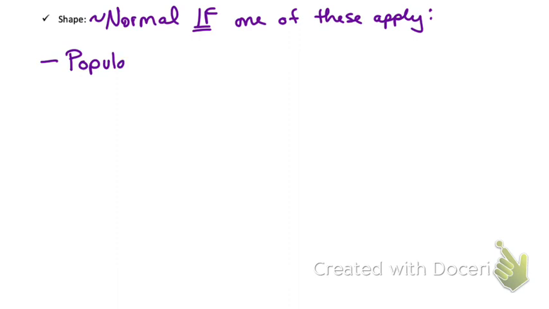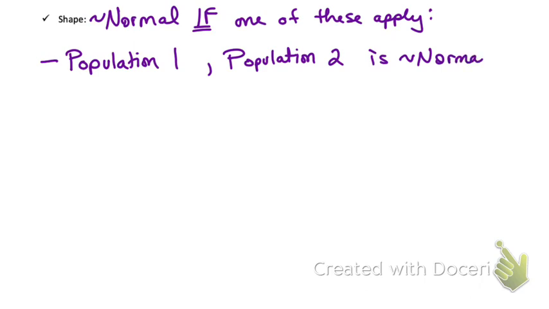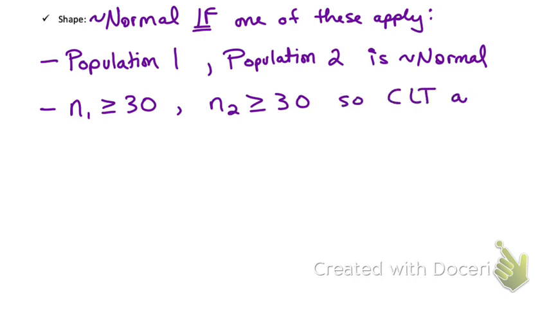Population 1 or population 2 is approximately normal. Not necessarily. I'm going to talk to you after we write all these down, and I'll tell you how it has to work. So it could be that one of the populations or both of the populations, or maybe neither, is approximately normal. It could be that n1 is greater than or equal to 30, or n2 is greater than or equal to 30, so the CLT applies.